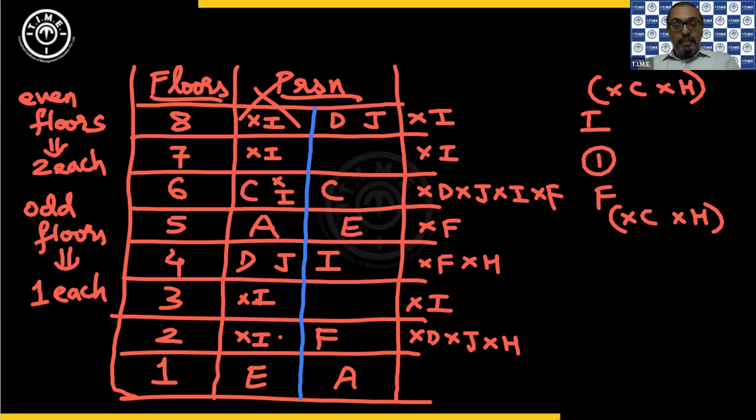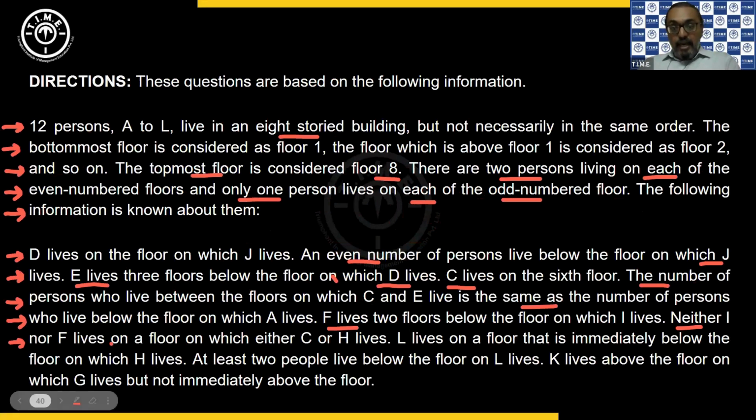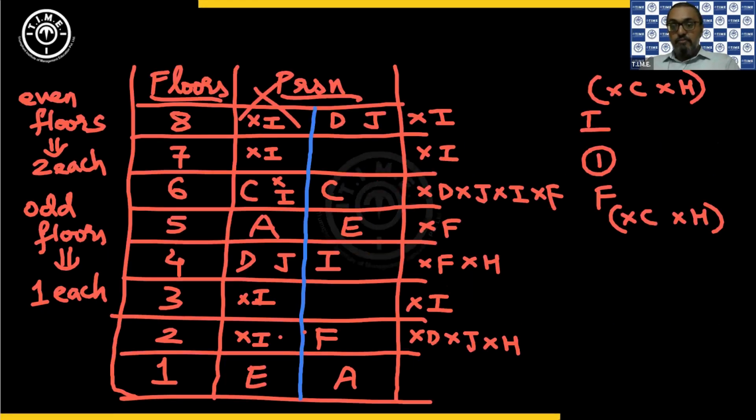Okay. Then L lives on a floor that is immediately below the floor on which H lives. Okay. L is living immediately below H. So where is that possibility? That possibility will happen. Okay. So you can have H in the 3rd, L in the 2nd. You can have H in the 7th, L in the 6th also. These are the 2 cases because you cannot have H in the 4th. We have already removed it. So 2 possibilities. It is either 7-6 or 3-2.